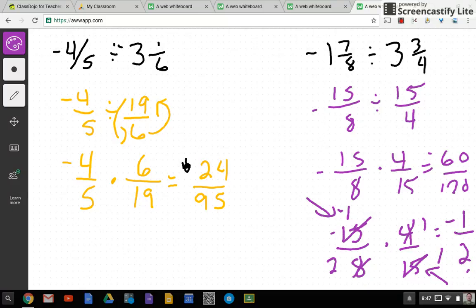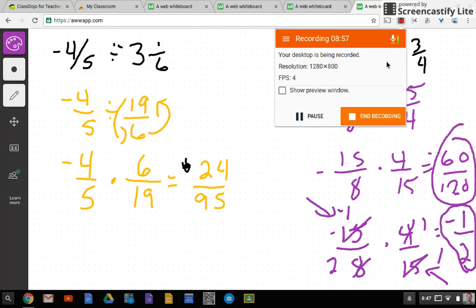So my answer, without having to do any reducing, which I would have had to do right here, which is negative 60 over 120, is negative 1/2. And that makes sense because a negative times a positive is a negative, and a negative divided by a positive is negative. So my answer is negative 1/2. Absolutely. Okay. Good luck in your future dividing endeavors.